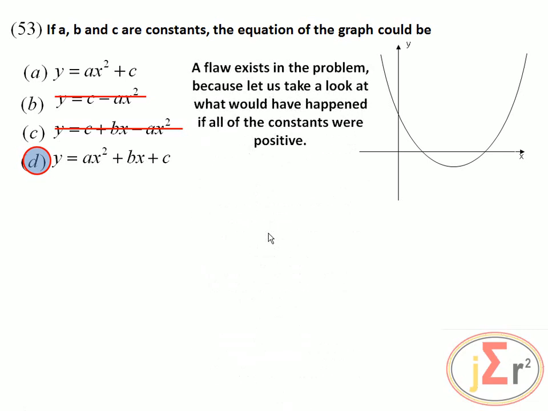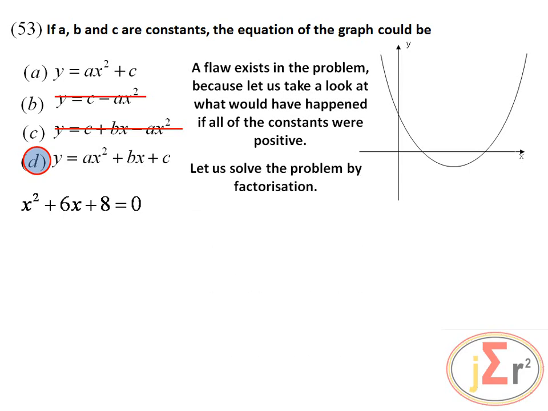A flaw exists in the problem, because let us take a look at what would have happened if all of the constants were positive. Let us say that all of the constants were positive, like in that particular case: x squared plus 6x plus 8 is equal to 0. Let us solve the problem by factorization. Of course, we can factorize that. Two numbers multiply to give 8 and add to give 6: 2 and 4. 2 times 4 is 8. 2 plus 4 is equal to 6.